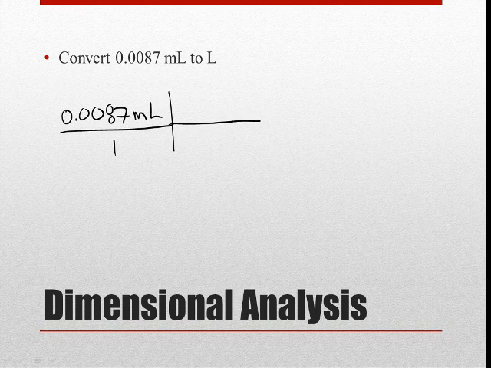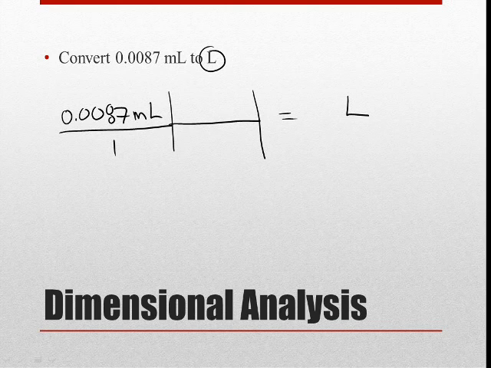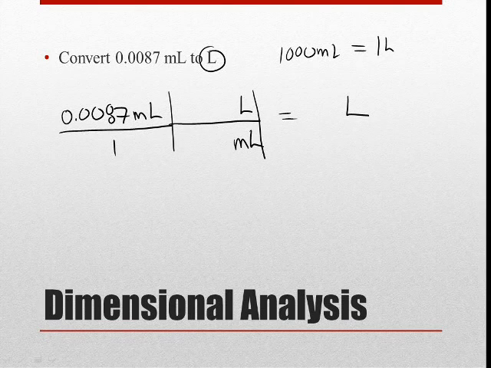Or we can write our railroad tracks. Now what do we want? We want liters. So liters is what we should end up with, so put it there. Now the milliliters should go up here and then down here, and the liters should go up here. So we need to find a conversion factor with milliliters on the bottom and liters on top. Now we remember from the last one, there are 1,000 milliliters per 1 liter.